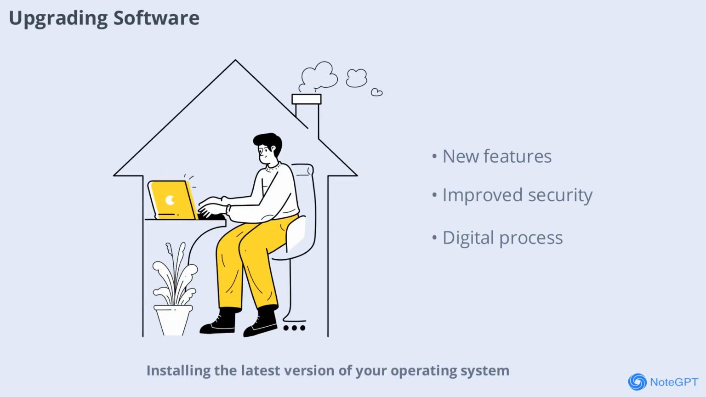Installing the latest version of your operating system or updating your applications can bring new features, better security, and improved performance. Unlike hardware upgrades, software updates are digital and usually just require a download and installation. Keeping your software up to date ensures your device runs smoothly and securely.